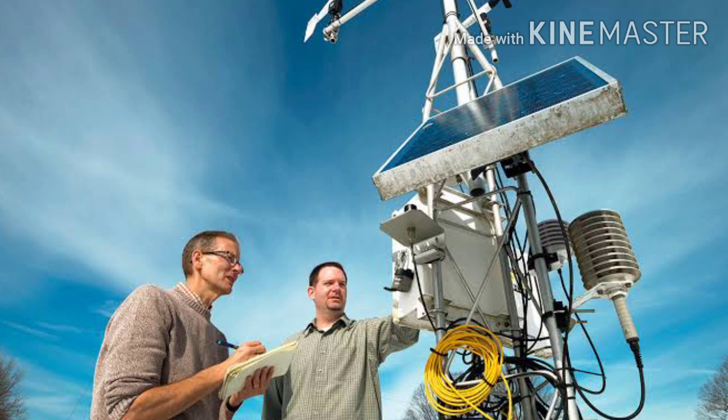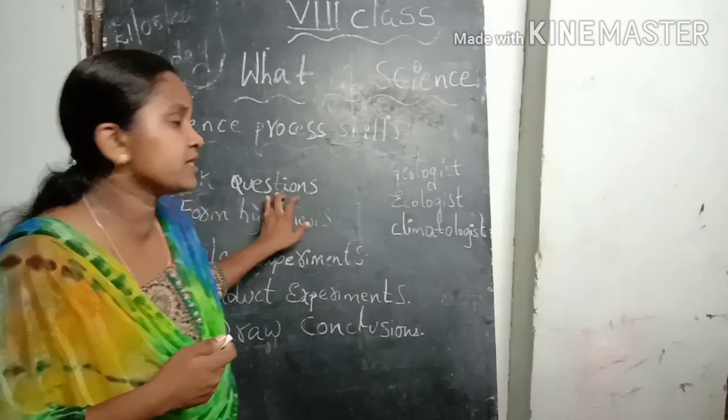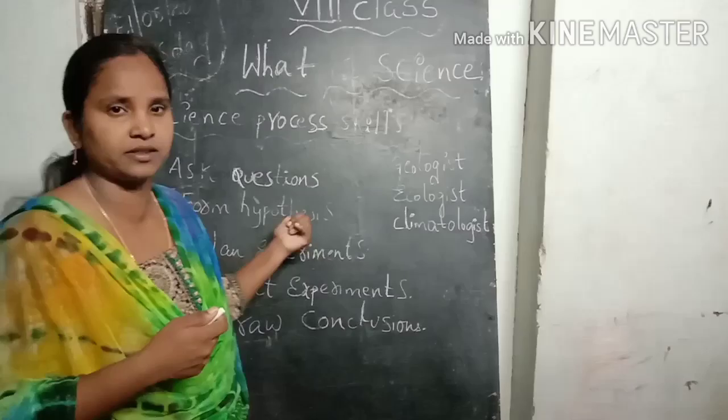Here, by using the science process skills, how can we come to know the answers or the conclusion for unsolved problems, unsolved questions? First of all, by asking questions. The first skill is asking questions. After asking the questions, we form a hypothesis.